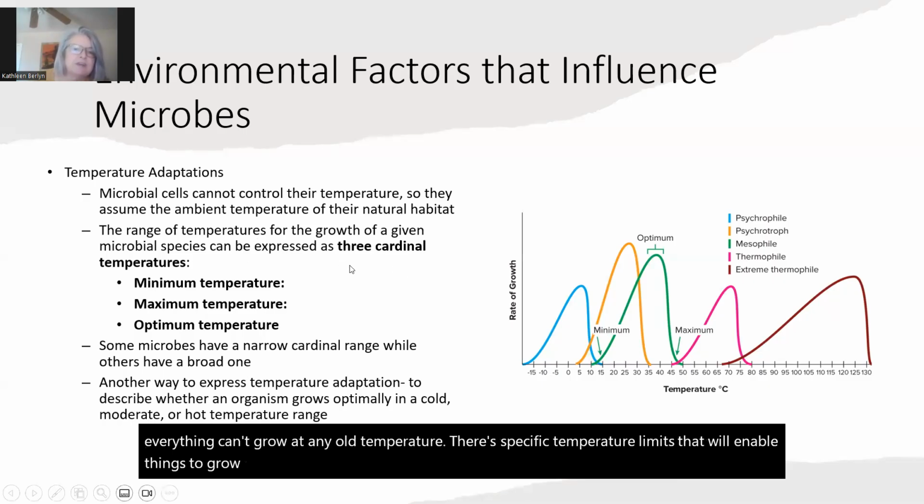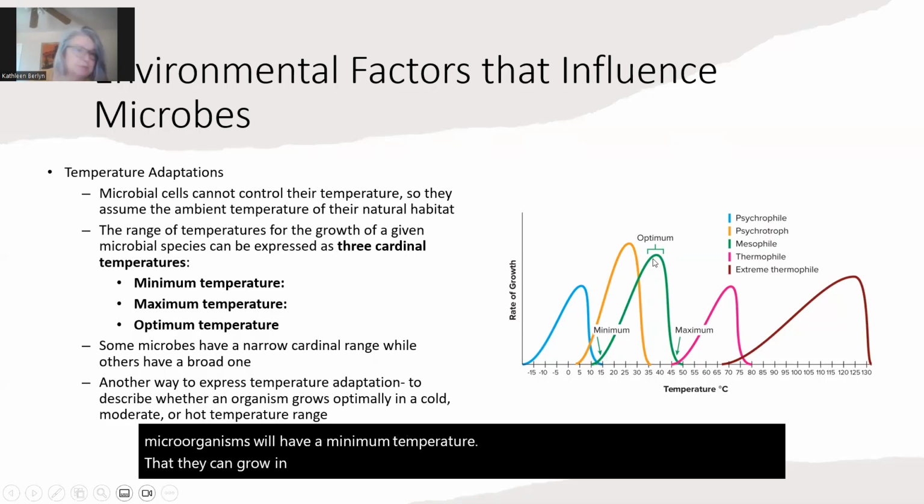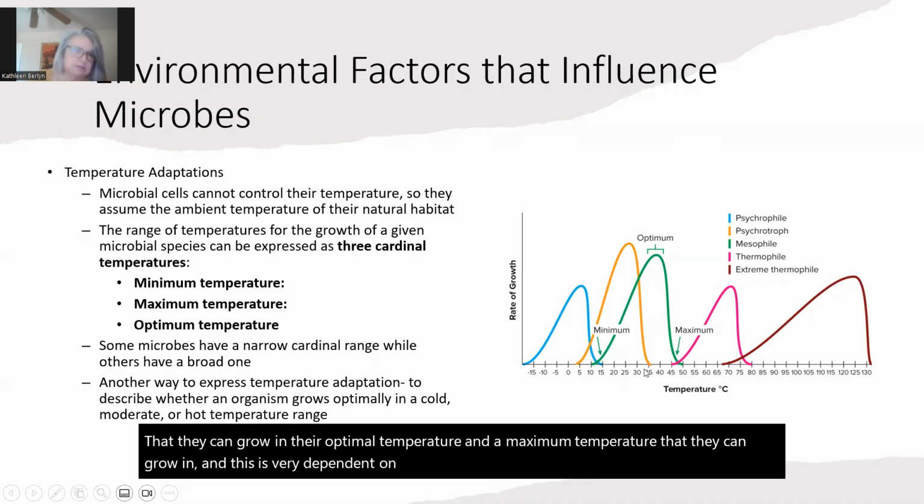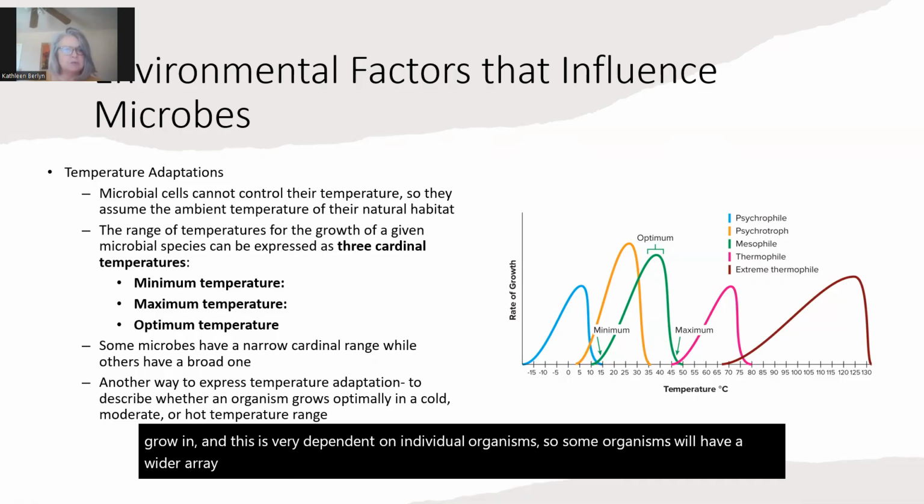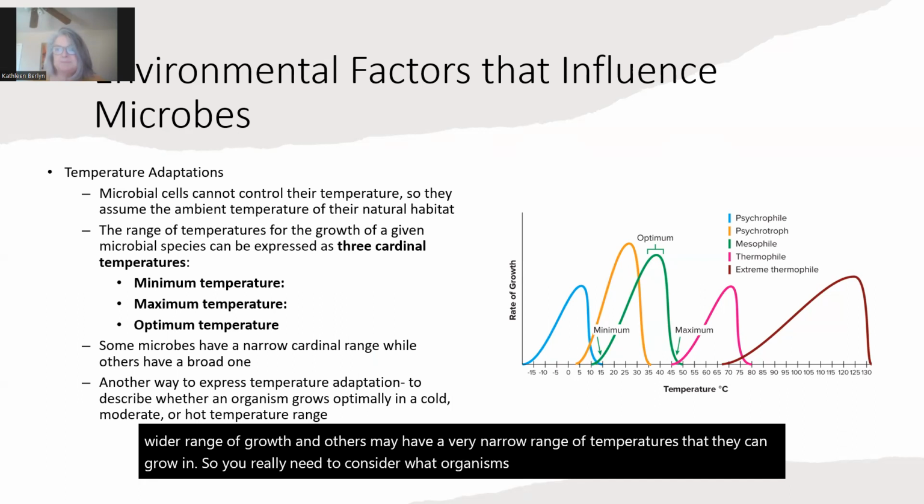And we can divide these into their 3 cardinal temperatures. So microorganisms will have a minimum temperature that they can grow in, their optimal temperature, and a maximum temperature that they can grow in. And this is very dependent on individual organisms. So some organisms will have a wider range of growth, and others may have a very narrow range of temperatures that they can grow in. So you really need to consider what organisms you're talking about.